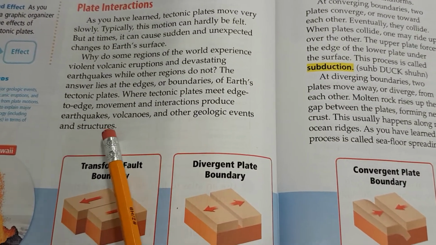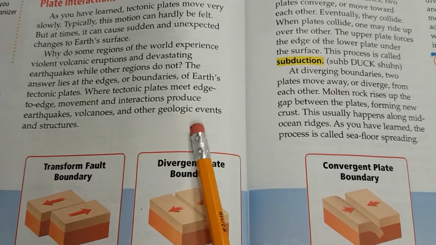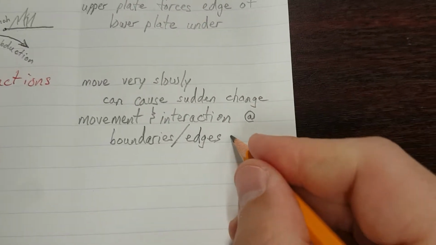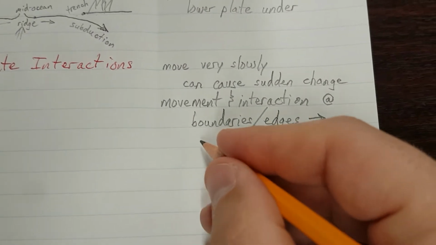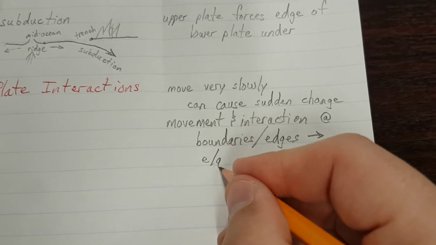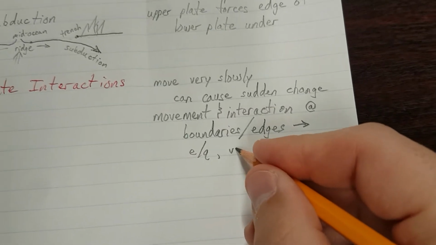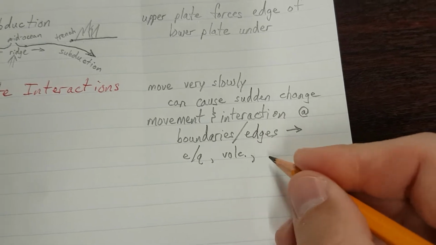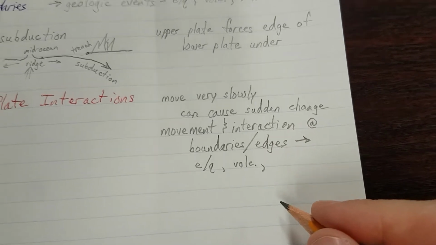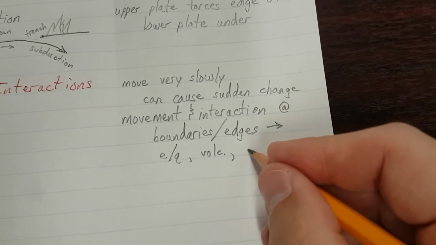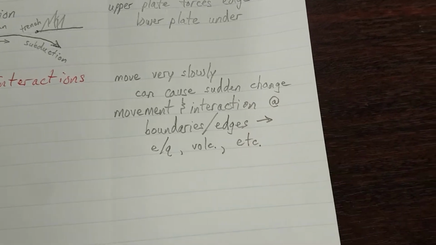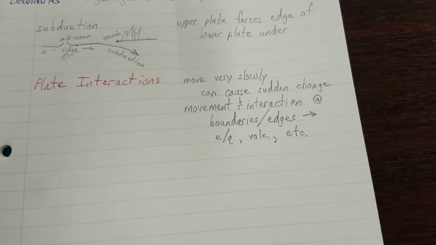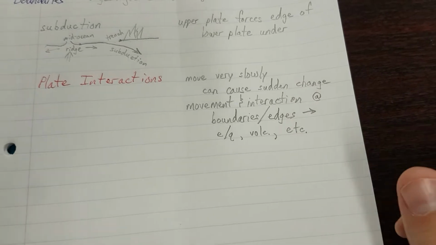Okay. We know it produces earthquakes, volcanoes, and other events. So arrow, come down, stay indented, earthquakes, E/Q, volcanoes, VOLC, period. Let's see, other events and structures. Let's just put ETC, period, for etc., which means others like that, earthquakes, volcanoes, etc.